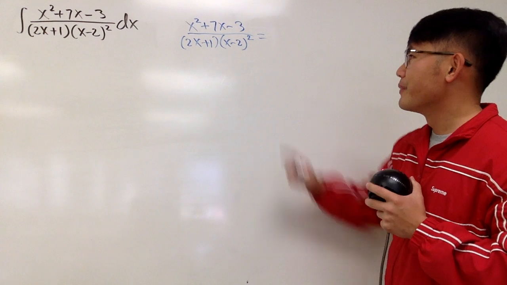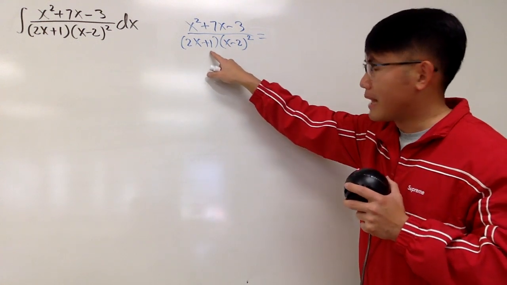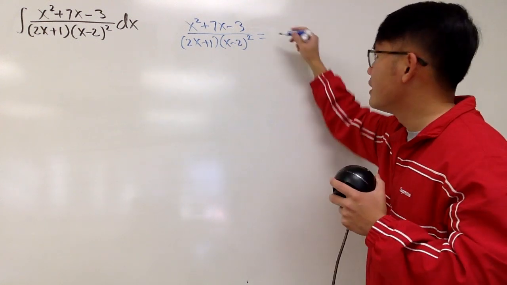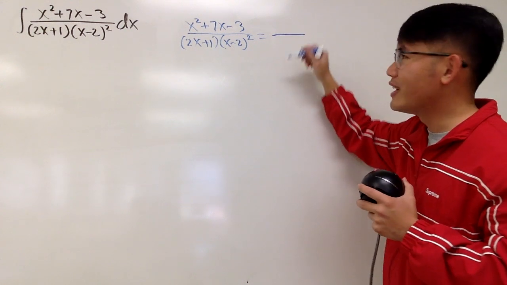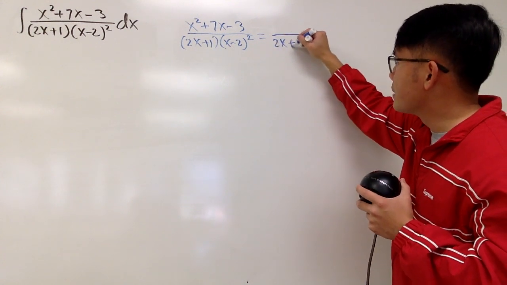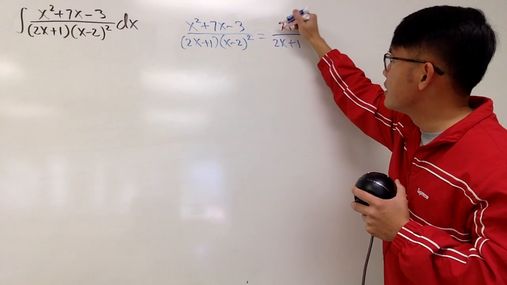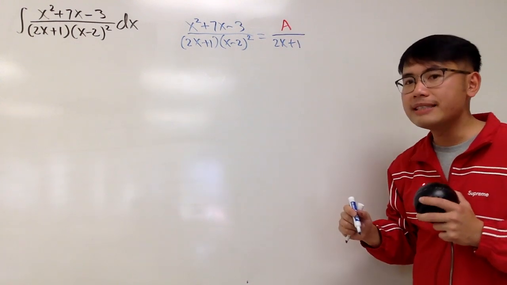So here we go. First of all, we have 2x plus 1, and that's just a linear factor. So the first little fraction will be 2x plus 1 on the bottom with a constant term on the top. So we put an A for that.